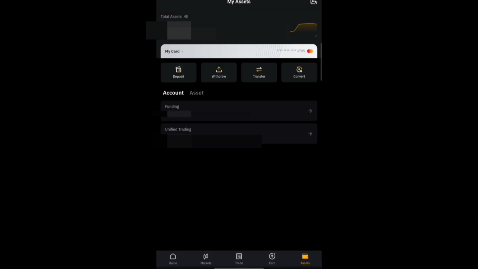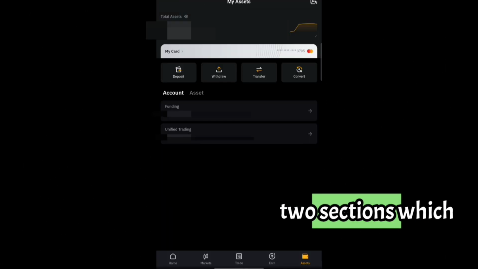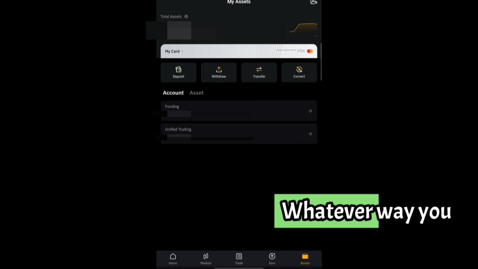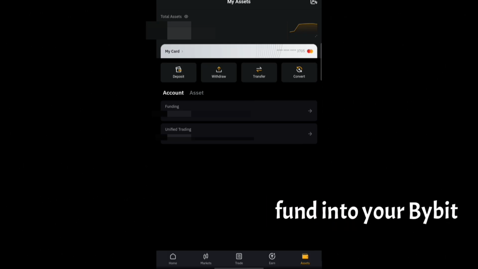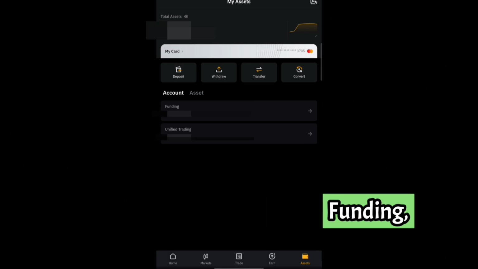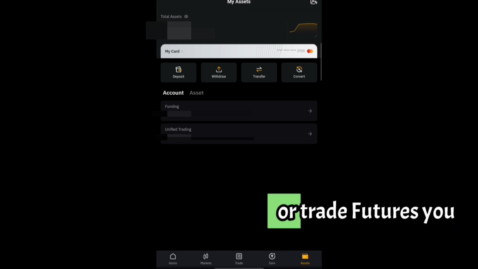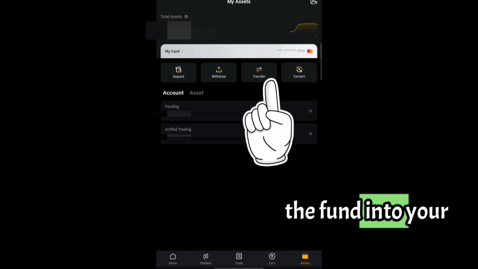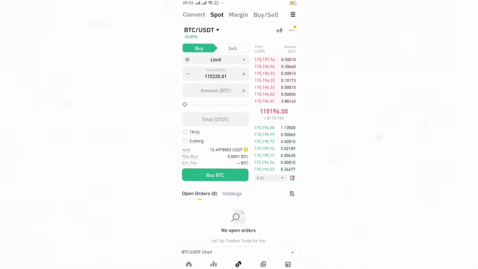Now let's briefly look into the Bybit app as well and how its own deposit works. The app only has two sections, which are funding and unified. Whatever way you use to deposit fund into your Bybit account goes directly into funding, so if you want to either spot trade or trade futures, you will have to transfer the fund into your unified account manually.